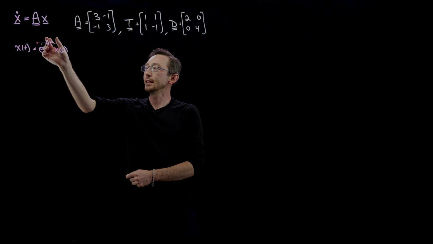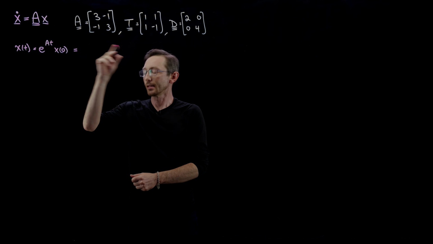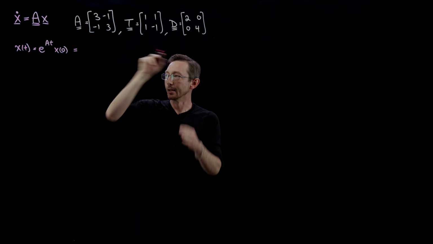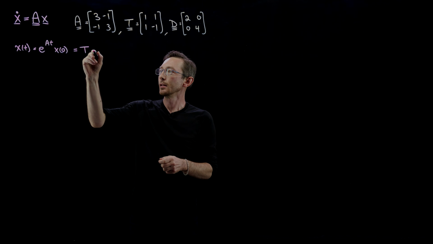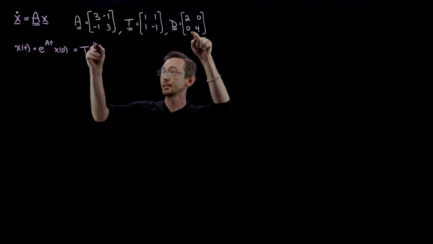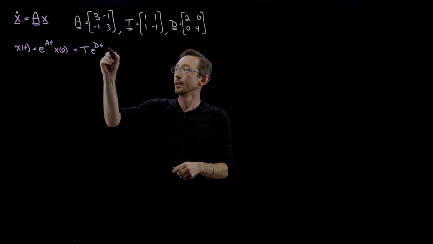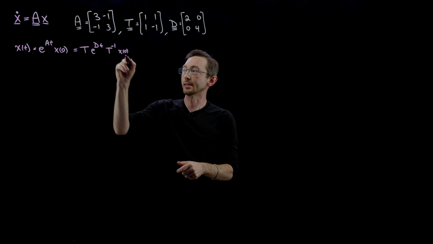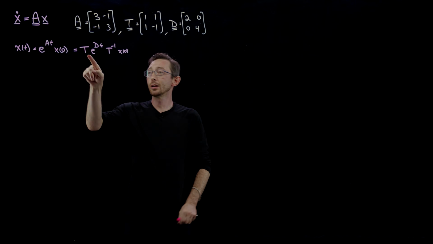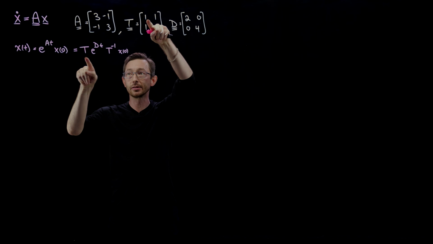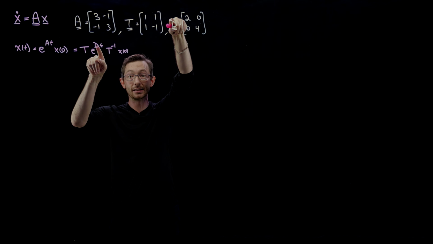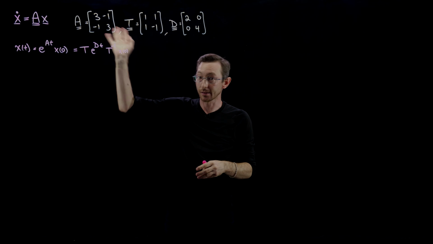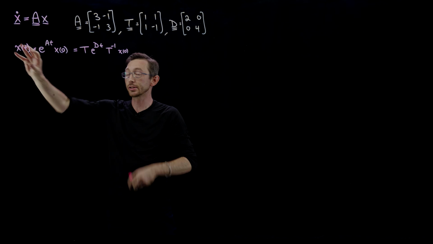And we wrote this e to the At as T times e to the diagonal matrix D times t, times T inverse, times x naught. And so I know what big T is, my matrix of eigenvectors. I know what diagonal matrix D is. And so now all I have to do is compute this T inverse, and we're good, we're golden. We can write down this full solution.